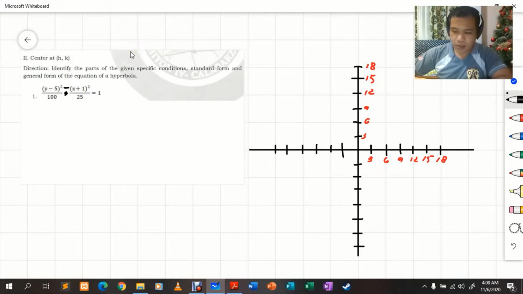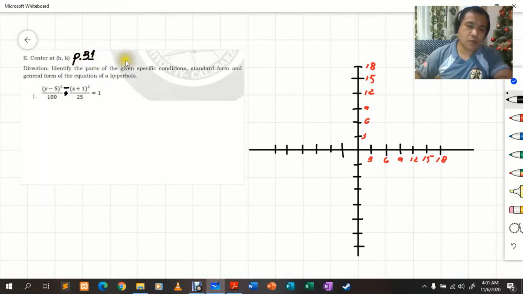So, in this example, we will try to again manually solve a problem from our module. This can be found in page 31 of our module. Right now, for the direction, by the way, center is at (h, k). So, ibig sabihin, it is identified na meron tayong value for h and k. Wala siya sa (0, 0).